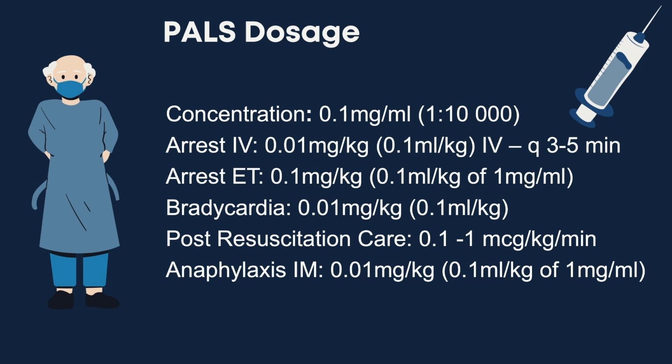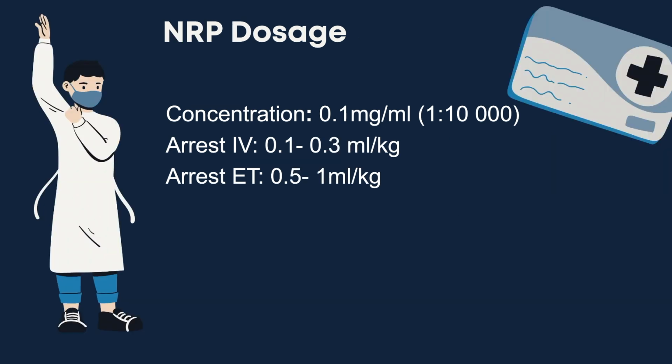For continuous IV infusion, the typical dose is 0.1 to 1 mics per kg per minute. For anaphylaxis or severe status asthmaticus, we can administer an IM dose of 0.01 milligrams per kilogram or 0.1 mls per kilogram of the 1 milligram per ml concentration. Maximum single dose is 0.3 milligrams. We can repeat this dose as needed.